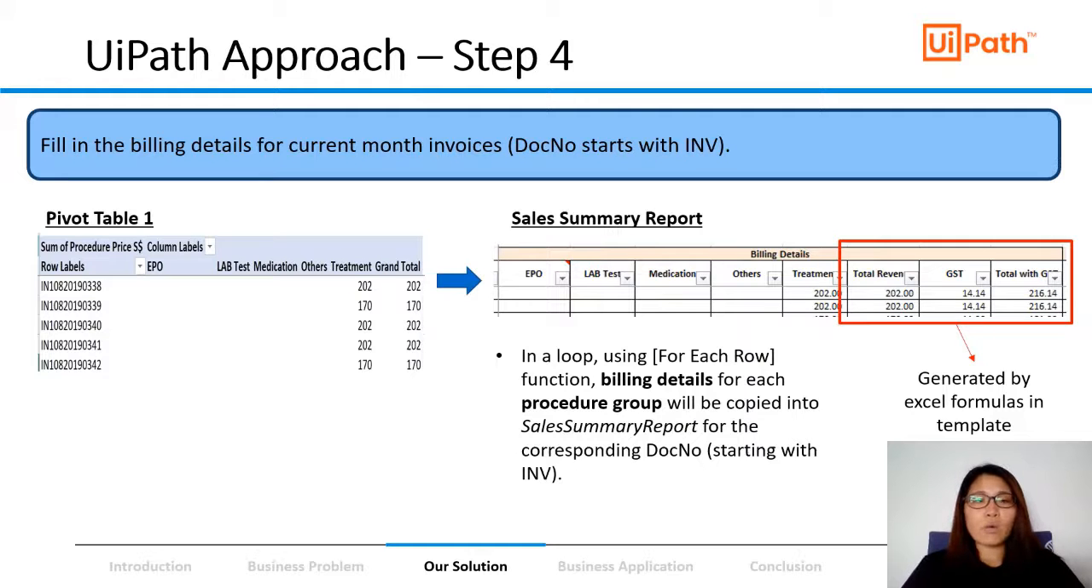Step 4, we fill in the billing details for the current month invoices, which are those document numbers that starts with INV. So from pivot table 1, we will filter out the invoice number, then in a loop, using for each row function, the billing details for each procedure group will be copied into the sales summary report for the corresponding document number. The total revenue and GST figures are then generated by Excel formulas in the template.